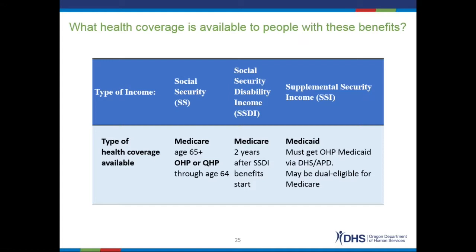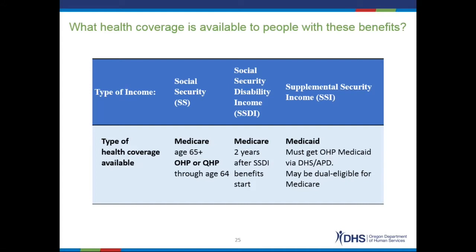Okay, now here's another good question. What type of health coverage is available to people with these benefits? If you are receiving Social Security, good old Social Security, either retirement or survivor benefits, you can get Medicare at age 65. Social Security full retirement age is going to go higher the younger you are, but everyone can get Medicare at age 65.